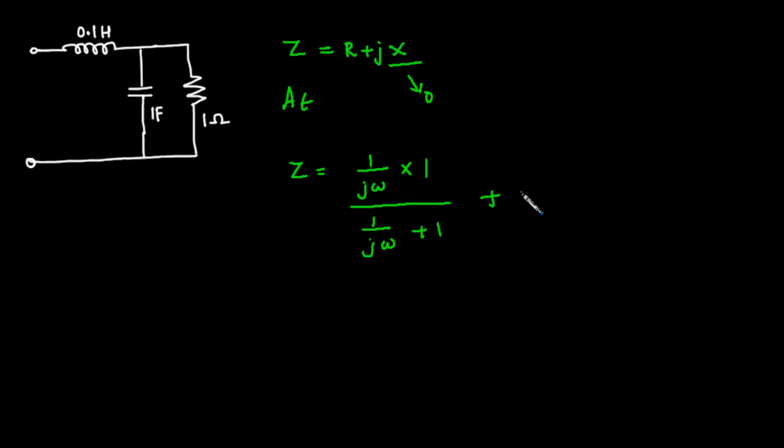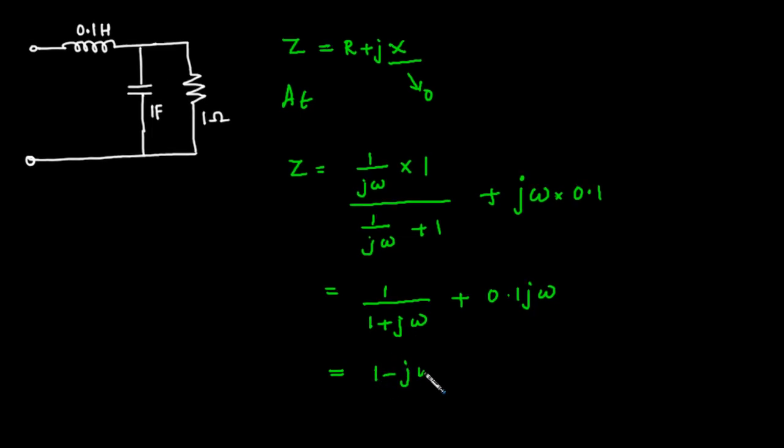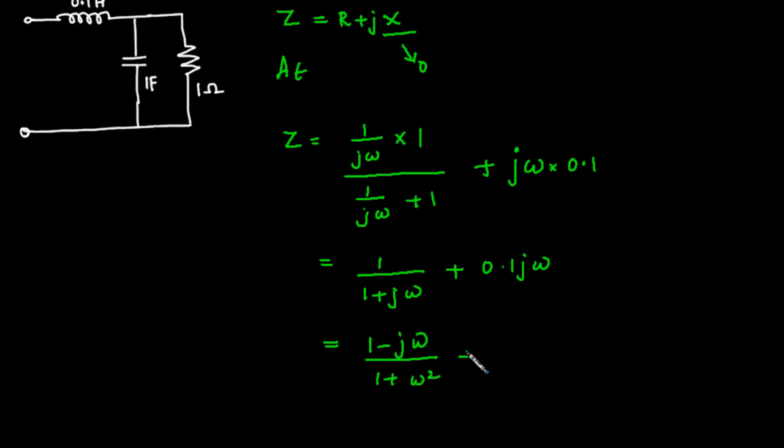What is the impedance offered by it? That will be j omega into L, and L is 0.1. Now we can reduce it further. This will be 1 by 1 plus j omega plus 0.1 j omega. Now this, we can bring the imaginary part upside so that the solution will be easier. So we have (1 minus j omega) by (1 plus omega square) plus 0.1 j omega. That will be 1 minus j omega plus (1 plus omega square) into 0.1 j omega.